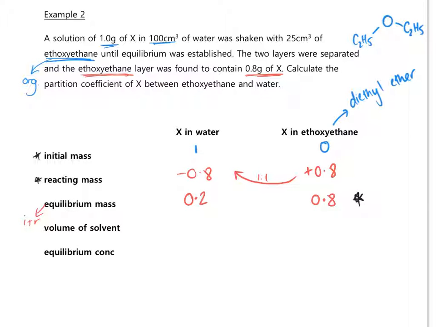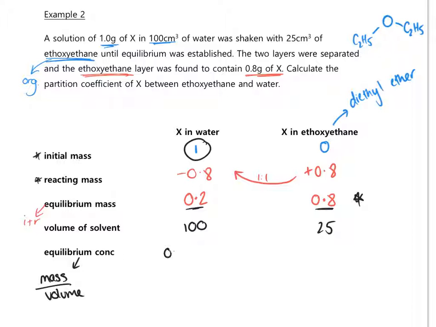The total of our equilibrium masses should always equal the initial mass of my solute. So I had 1 gram of my solute. I'm not making more or losing any of X, but it's just distributing between the two layers. So you can see that 0.2 grams plus 0.8 grams gives me my initial 1 gram. So I now need to write down the values of my volume of each solvent. You can see from the question that I have 100 centimetres cubed of water and just 25 centimetres cubed of my ethoxyethane. Equilibrium concentration can be calculated by doing mass over volume.